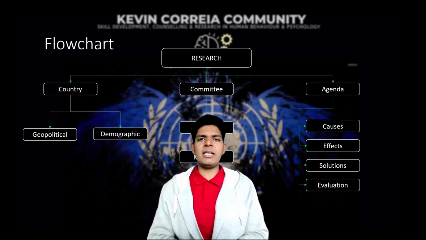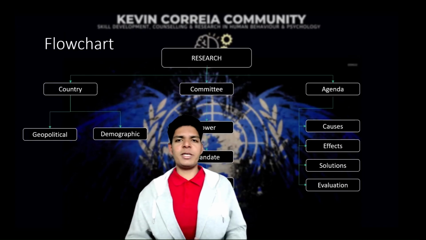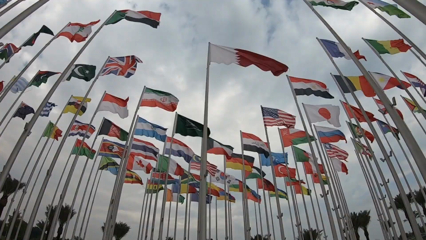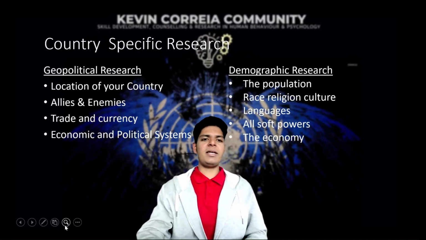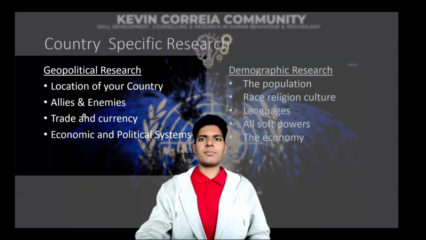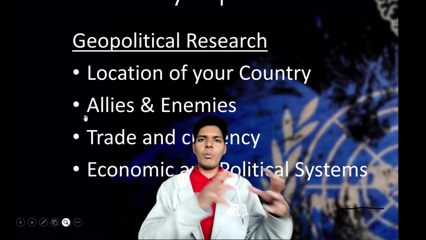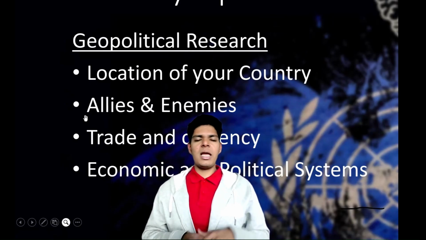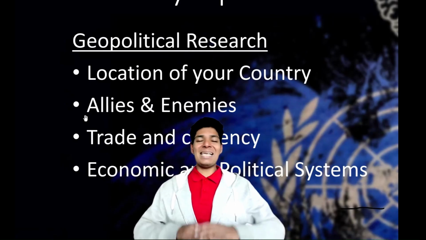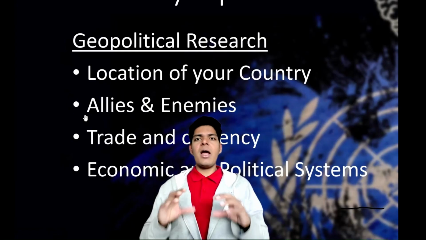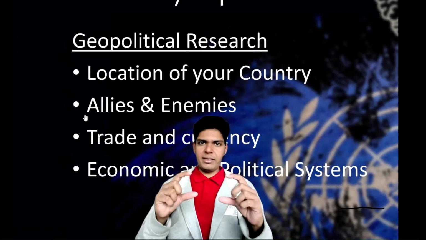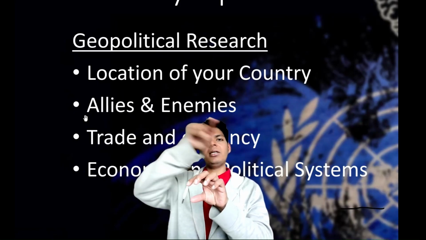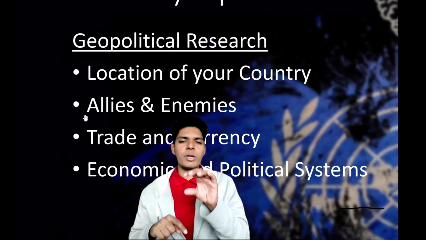That being said, let's quickly learn the first part of how to research, which is your country specific research. Now, in your country specific research, it always gets divided into two types. That is your geopolitical research and your demographic research. Geopolitical research has everything to do with where exactly the country is located and what the politics is with regard to that country and other nations because of its location.